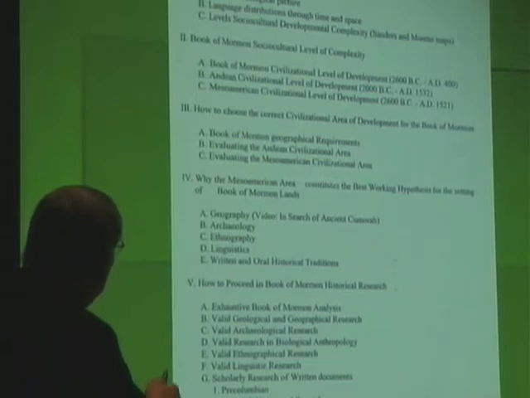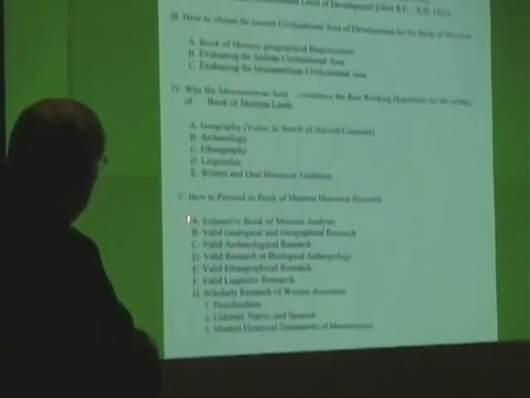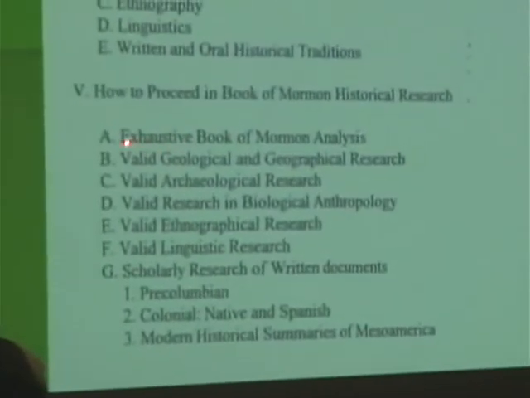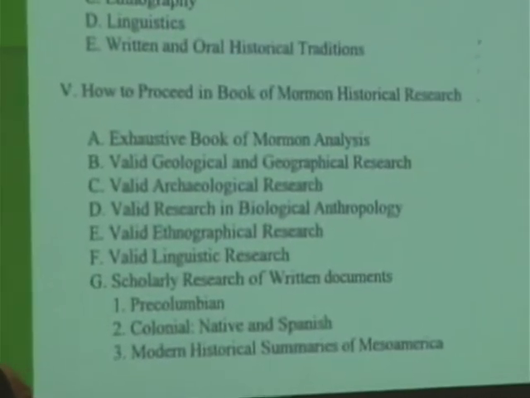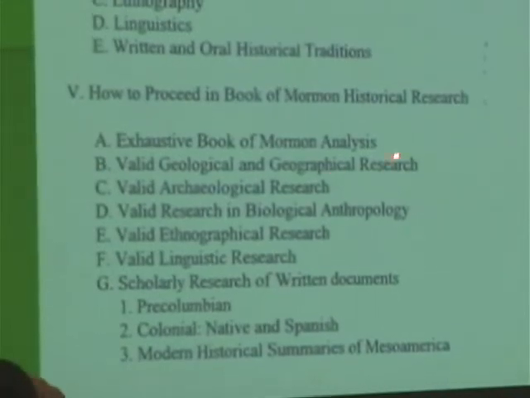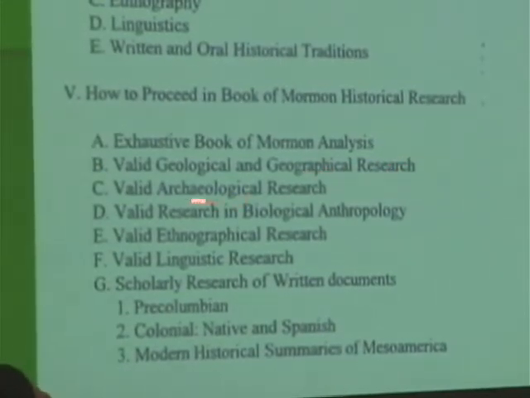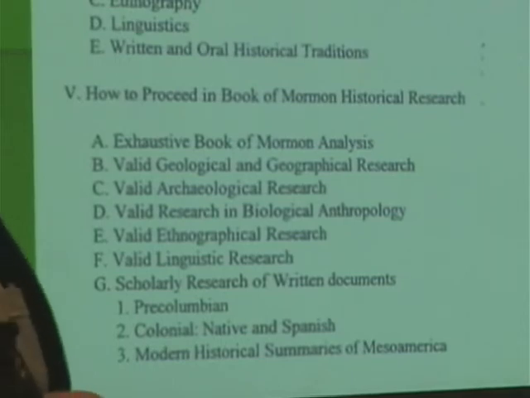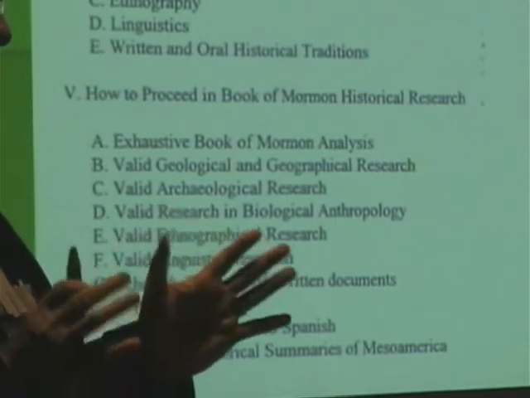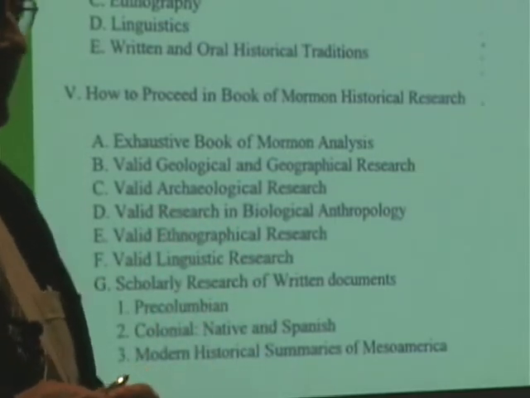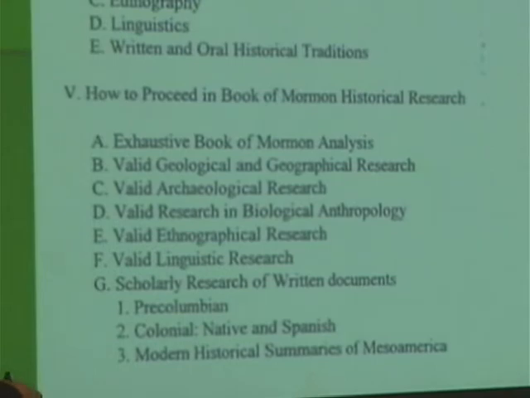And we'll just point out the bottom here. The first thing you need to do research here is exhaustive Book of Mormon analysis. Then you have to deal with geology and geographic research, archaeology, biological anthropology, ethnographic research, that's the study of modern native peoples, the language research, and the word valid is in front of all those, because a lot of times we see people using this kind of information and it's not valid. It has to be valid to be worthwhile.